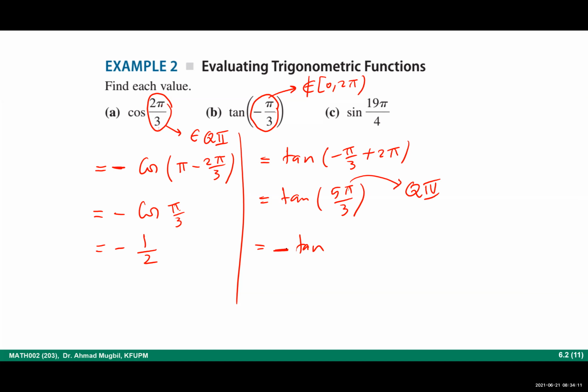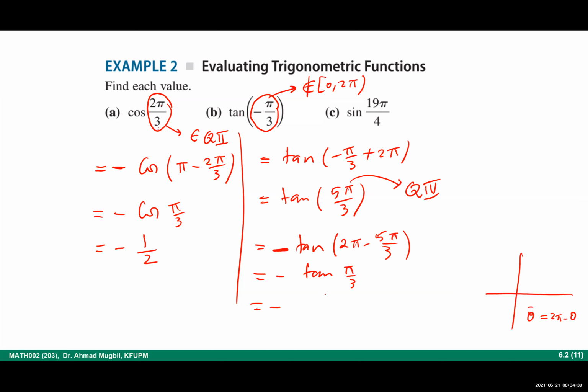It is negative. Come on, guys. So it will be what? 2 pi minus 5 pi over 3. How do we find the reference angle in the fourth quadrant? It is 2 pi minus theta. So we have negative tan of pi over 3.